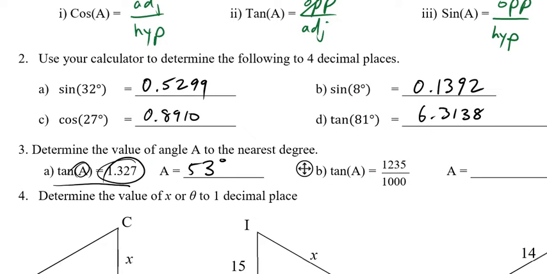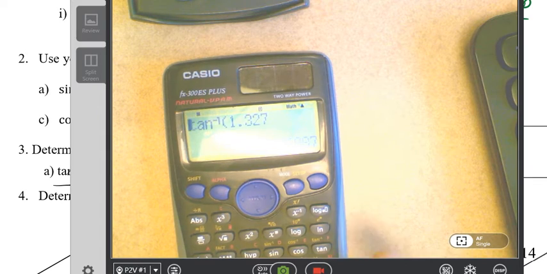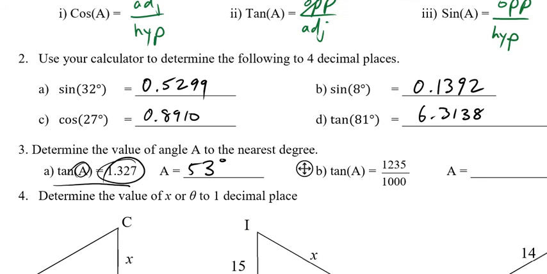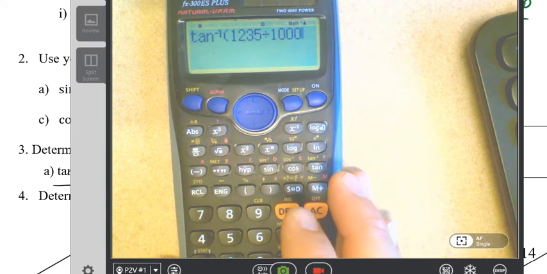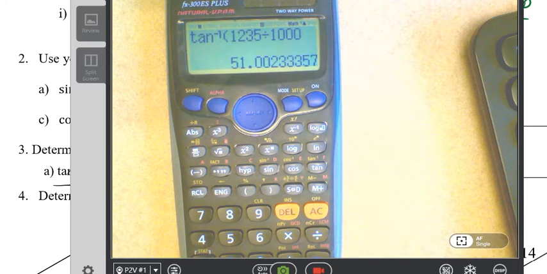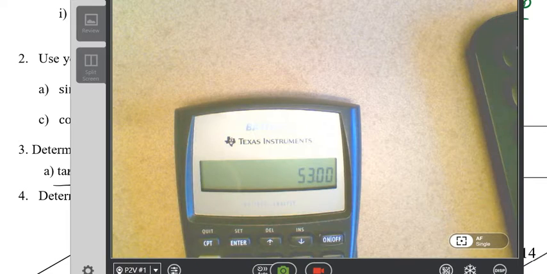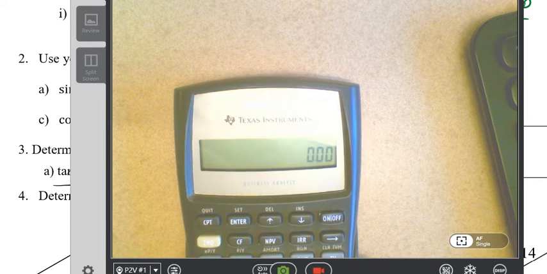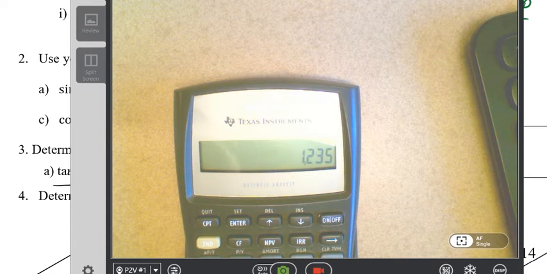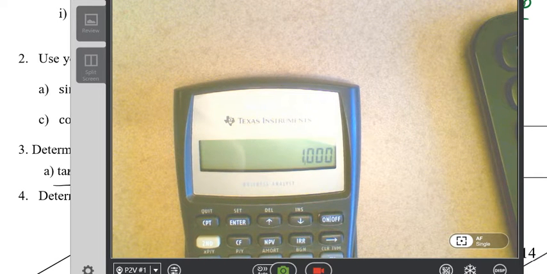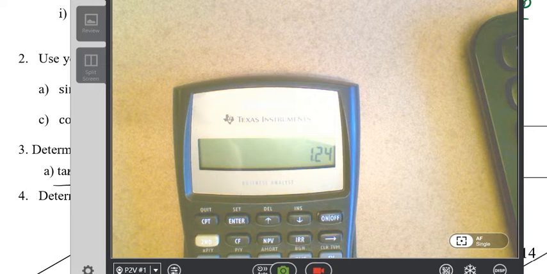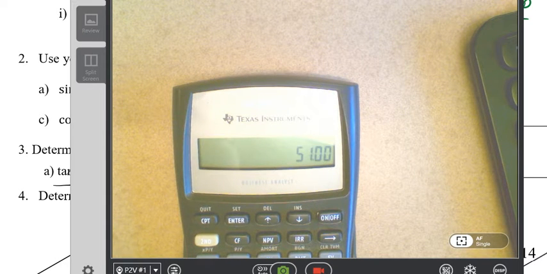Okay, and for this one that has a fraction, again on a two-line, it's really easy. Shift tan, and I just punch it in. So 1235 divided by 1,000 is how that would look. 51 degrees. And on the other one, I would have to do 1235 divided by 1,000 equals, and then shift tan. Same answer.